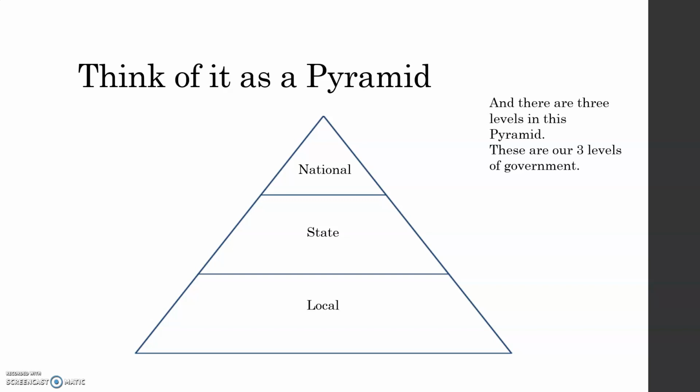Now, when it comes to making a pyramid, the most important part of this pyramid is obviously the top. It's the thing that differentiates it from every other shape to being a pyramid. But it also is the one that requires the least to make. Hence the national government. There's only one national government in the United States. Then underneath that is the state government. They're not as important as the national government.